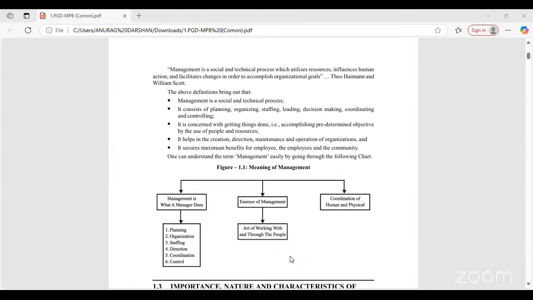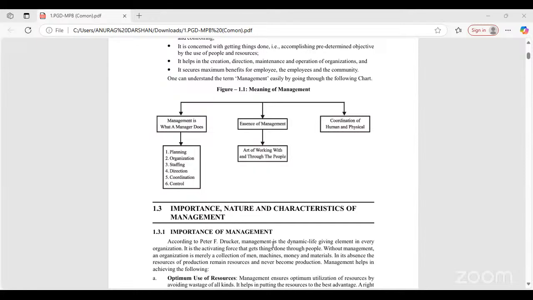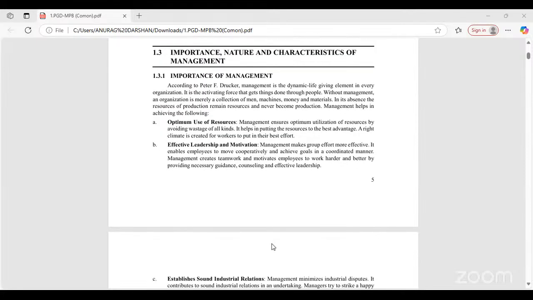And coming to coordination, he will try to coordinate both the human and the physical. Now, why is management important? Management is very important. And the definition, again, if you are talking about Peter F. Drucker, it is a dynamic life-giving element in every organization. So management is nothing but a dynamic life which gives every element in the organization. It considers every aspect in an organization, which will be covered under management.